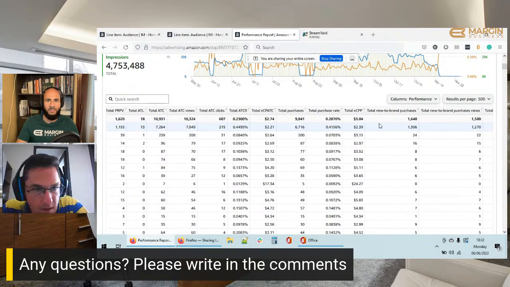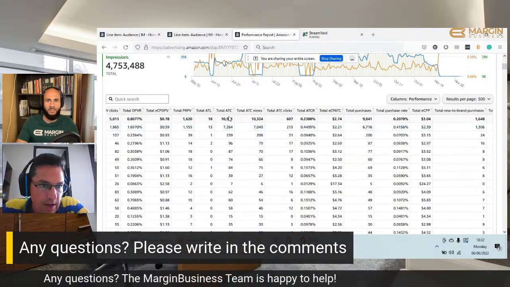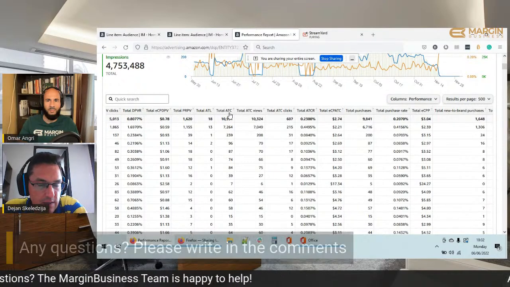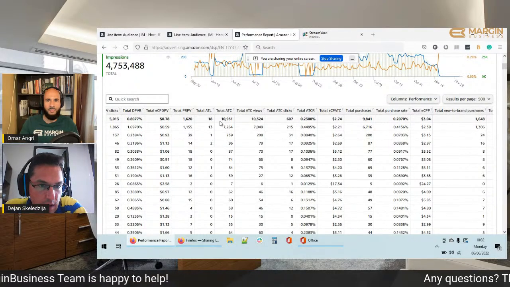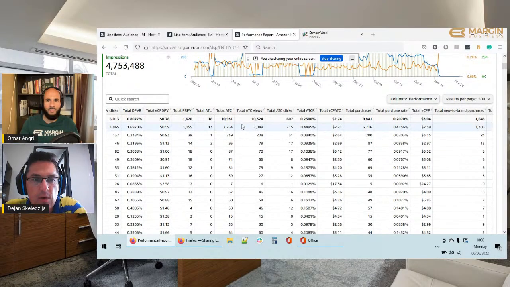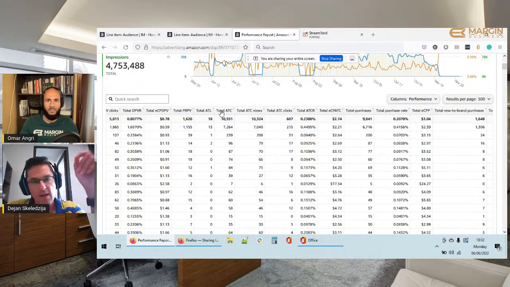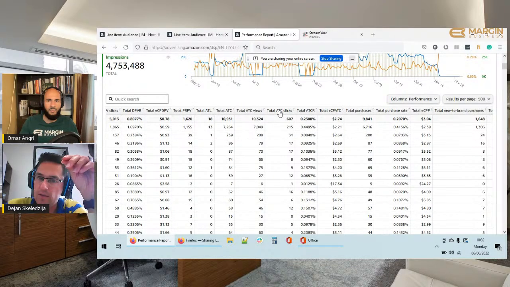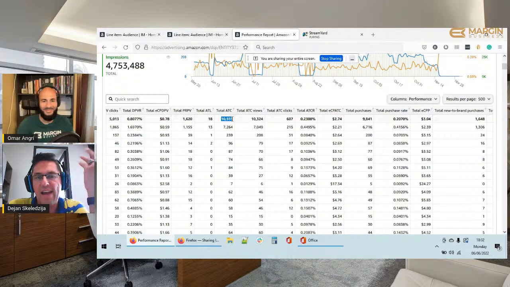Let me find a good one. Let's say this one, ATC, which is add to cart, right? So we have total add to cart. But look at this. Amazon further divides add to carts into add to cart views and add to cart clicks. What does this mean? Somebody has seen the banner and has added to cart.